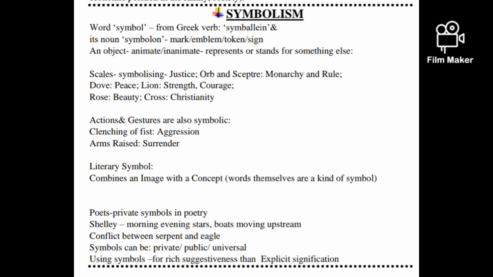Just let me read out. Symbolism: various poets of the Romantic period often used private symbols in their poetry. Shelley, for example, repeatedly made symbolic use of objects such as morning and evening stars, a boat moving upstream, and the conflict between a serpent and an eagle. All these we could see in most of the writings of Shelley. So those became private symbols. We have very common symbols as well. Symbolists exploited private symbols in a poetry of rich suggestiveness rather than explicit signification.